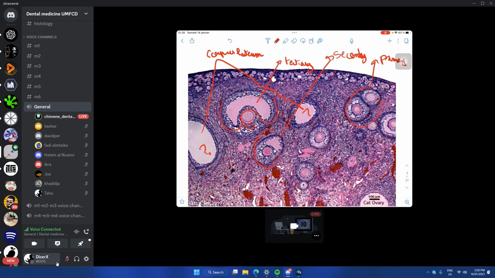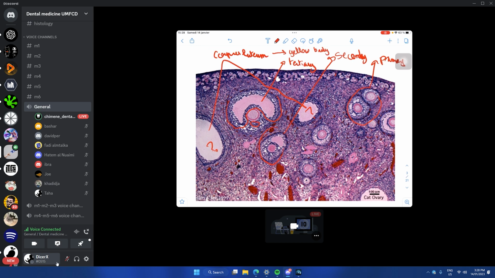Right after the oocyte 2 is released into the fallopian tube, it will degenerate after 14 days in the menstrual cycle. And if fertilization occurs, the corpus luteum will stay for 3 months, the first trimester of pregnancy. And in these 3 months it will turn into a yellow body. Okay, that's it for this picture.